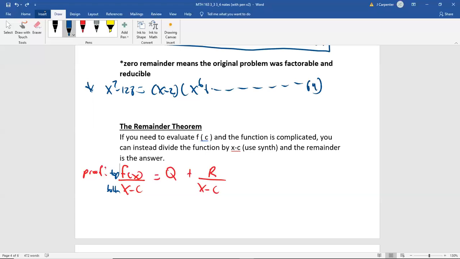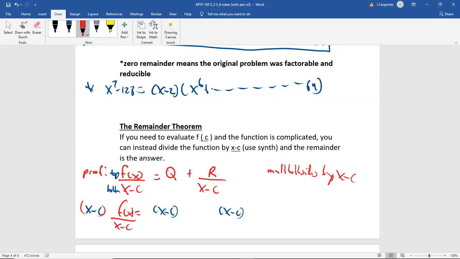All right, so check this out. Again, the function is what we're given now. We're only given a function. We choose to divide it by x minus c. If you multiply both sides by x minus c, so I'll show that in blue, we go x minus c times f of x over x minus c equals, then that's times the quotient, and then plus times the remainder.